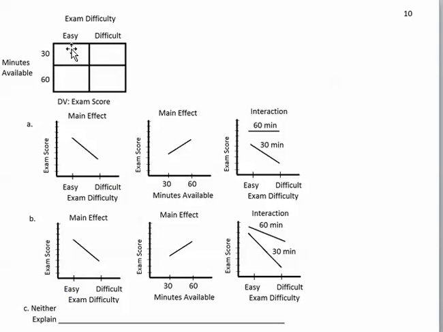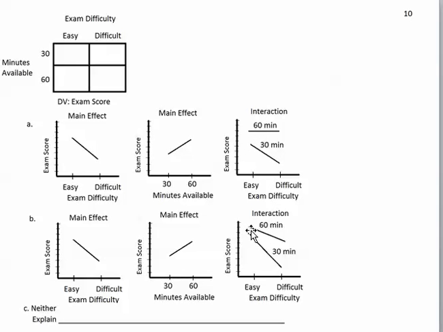So everyone in column 1 is taking an easy exam. Everyone in column 2 is taking a difficult exam. Everyone in row 1 is time pressured. Everyone in row 2 isn't time pressured. If you think that the group that has a full hour to take the exam would do equally well on the easy and difficult versions, and the time pressured group would do better on the easy exam and worse on the difficult exam, you would choose A.